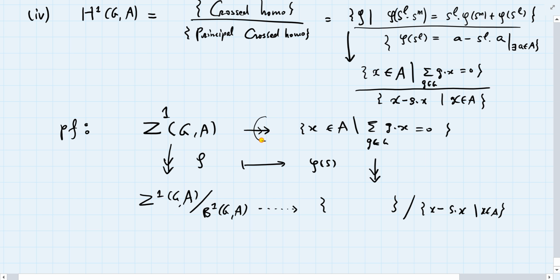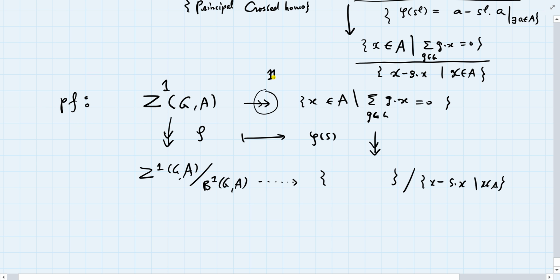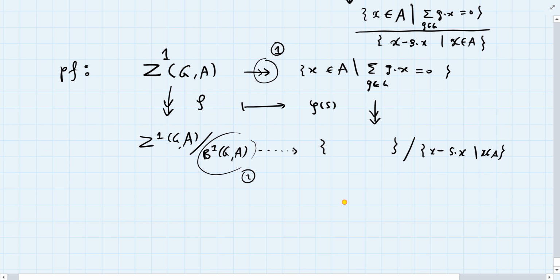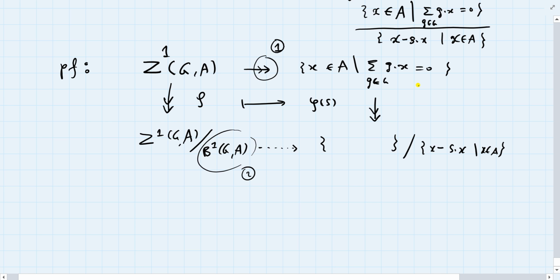So once we can prove this one is surjective, and you prove the kernel of this is this one. Okay, so the first step, you prove this is surjective. The second step is you prove this is the kernel. So why is this surjective? To prove this is surjective, you have to prove any element with this satisfies this.